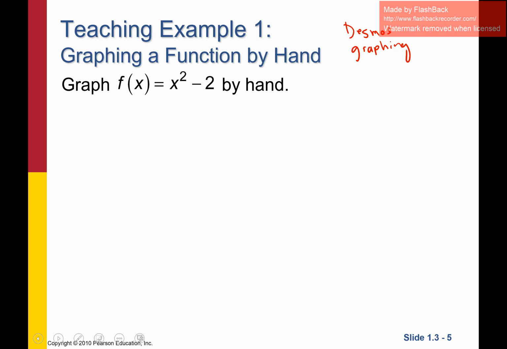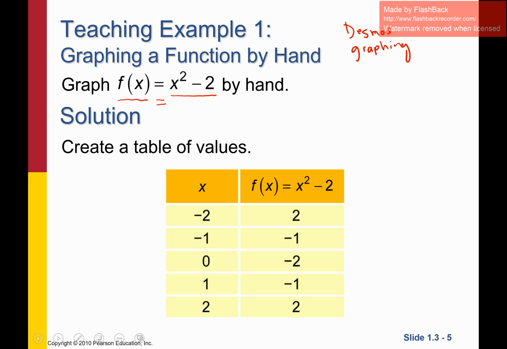So graphing f of x, that's how you say it, f of x is equal to x squared minus 2. That's how you say this function. F of x is equal to x squared minus 2. So typically, if you're going to do it by hand, you're going to have a table of values, right? And so what do you do? Well, you just pick these values. You just pick them.